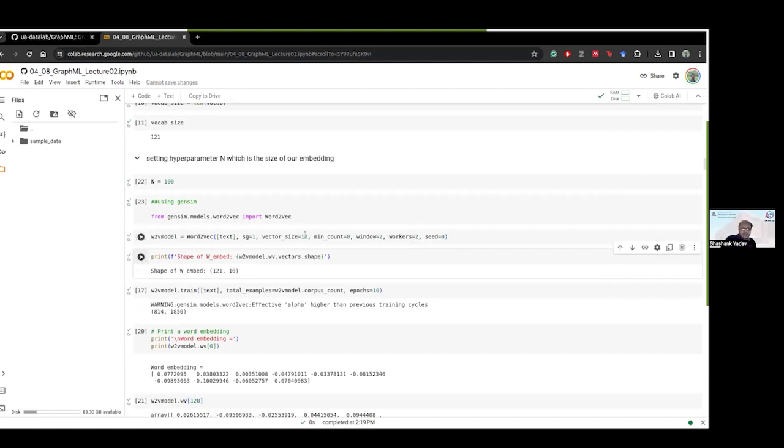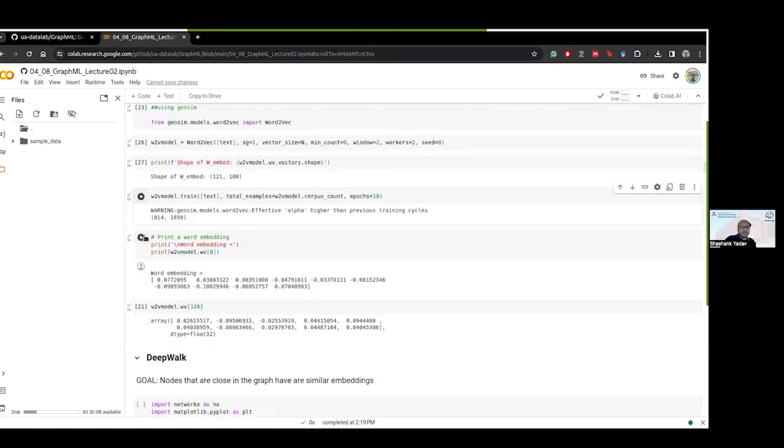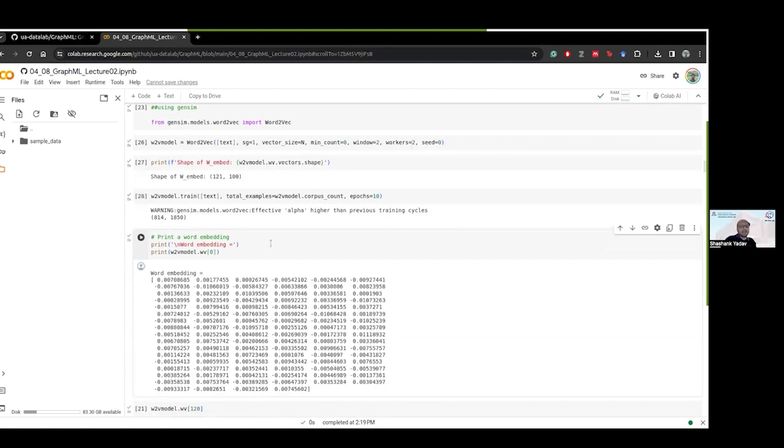Yeah, with the size, I should just mention 100 here instead of 10. See, now it mapped it to 100. Okay. Yeah, I can just run the same, and now we have the same word represented in a space of 100 dimensions.